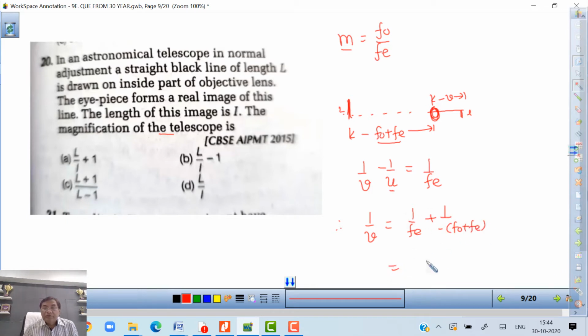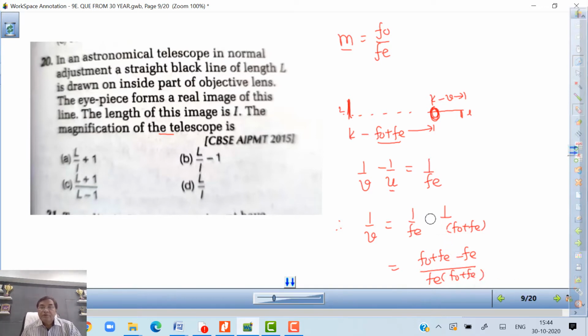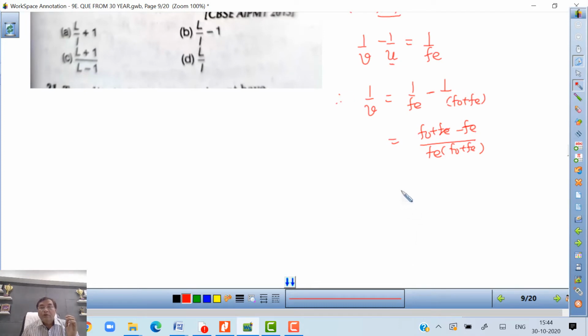So we do this multiplication. So Fo plus Fe, this is a negative sign, so minus Fe upon Fe, Fo plus Fe. The negative sign is here, don't get confused. So this is cancelled, so we get Fo upon Fe, Fo plus Fe. So this is 1 upon V, and therefore this is nothing but U again. So U upon V is equal to Fo upon Fe.